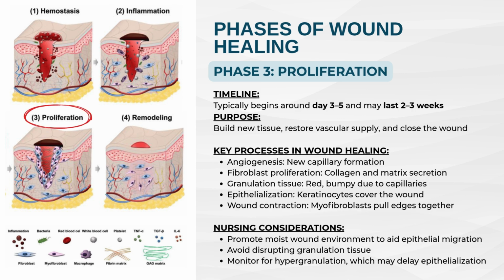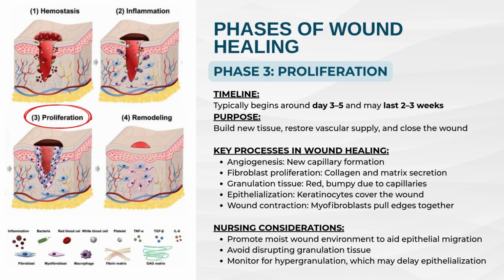Once the wound is cleaned up, the body enters Phase 3, proliferation, the phase where rebuilding begins. Timeline. This phase typically starts around day 3 to 5 post-injury and can continue for 2 to 3 weeks, depending on the wound and the patient's health status. Purpose: to rebuild tissue, restore blood supply, and close the wound.